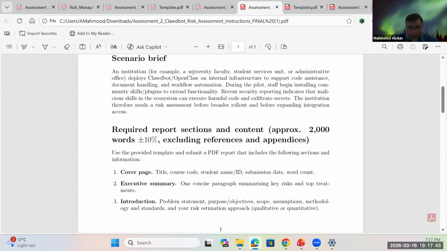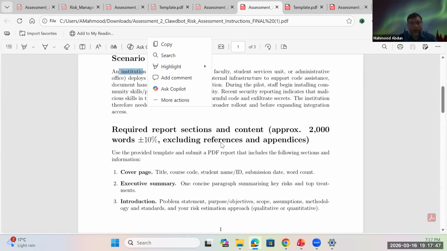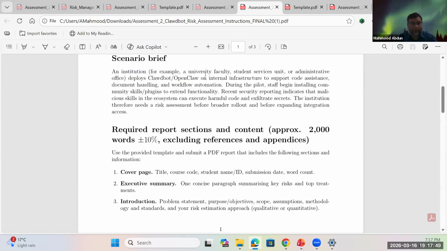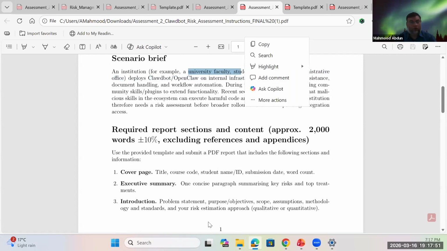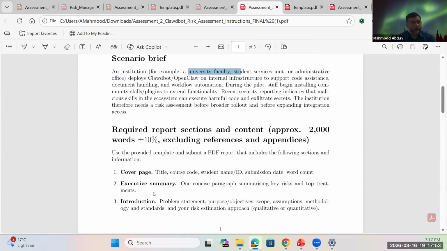Part of that is that you have to come up with an organization or institution in mind. These are just examples. They don't need to be university faculty. I don't want everyone to be looking at universities. You can choose your own scenario. It can be a real scenario. It can be a hypothetical scenario, but it needs to be consistent with our expectation of that business or organization.